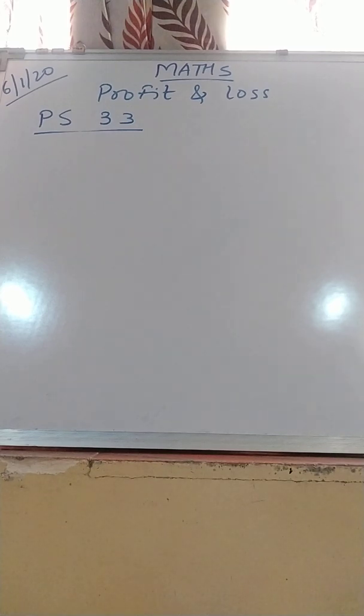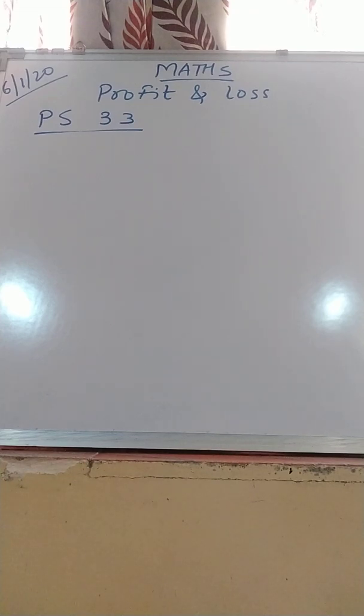In this practice set there are three sums. I am taking all three sums. So take the first one. Maganlal bought trousers for rupees 400 and shirt for rupees 200 and sold them for rupees 448 and 250 respectively. Which of these transactions was more profitable?